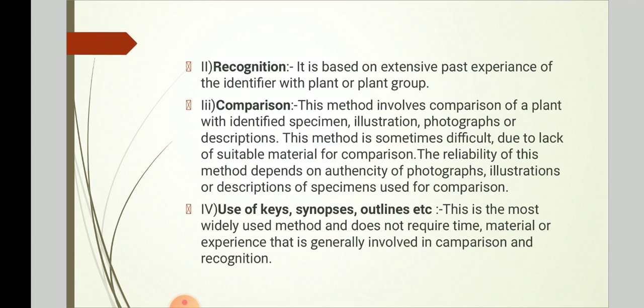Then second is recognition. It is based on the extensive past experience of the identifier with the plant or plant group. Third one is comparison. This method involves comparison of the plant with identified specimens, illustrations, photographs or descriptions. This method is sometimes difficult due to lack of suitable material for comparison. The reliability of this method depends on the authenticity of photographs, illustrations or descriptions of specimens used for comparison.